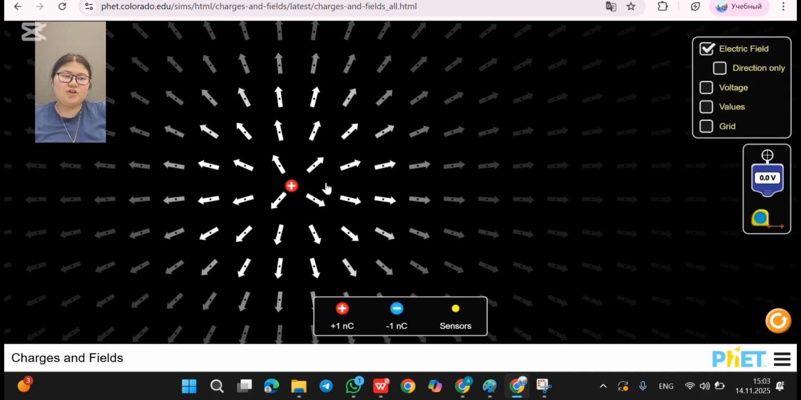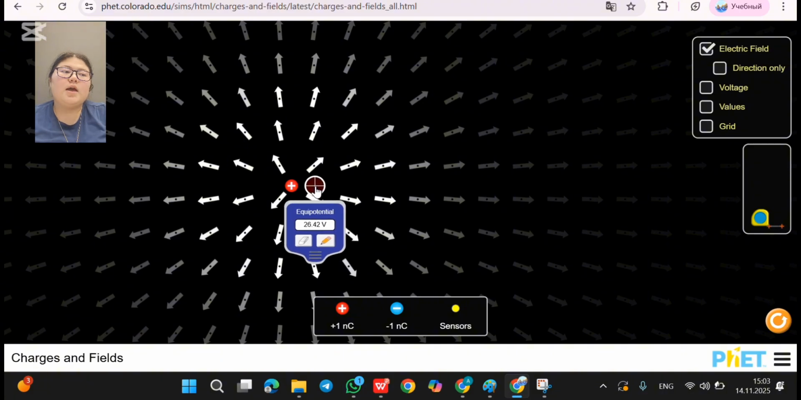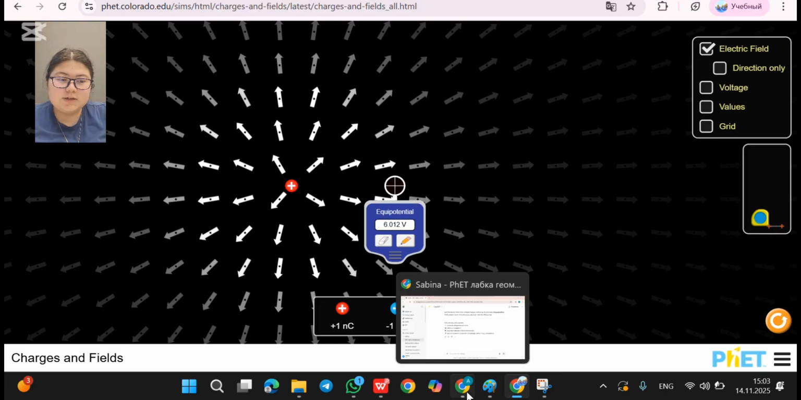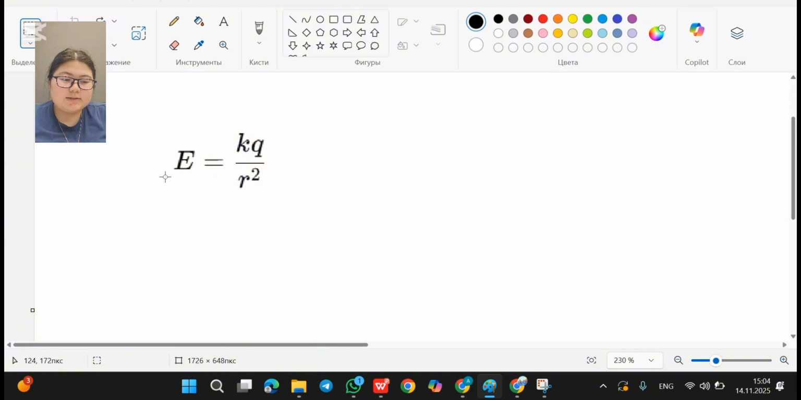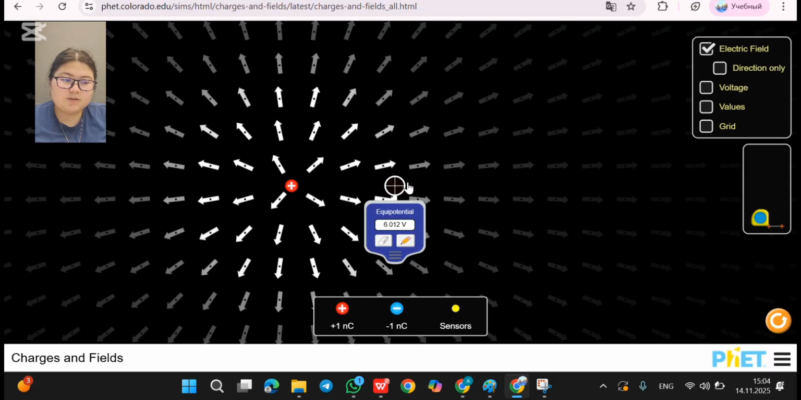So let's take one positive charge. For example, the electric field at this point is going to be 12 volts. Now when we come closer, it's going to increase. And when we go farther, it's going to decrease. So here we can see the dependency of our electric field on distance. As distance grows, electric field decreases.